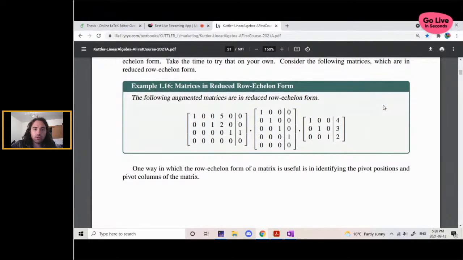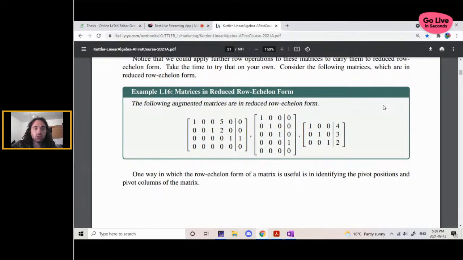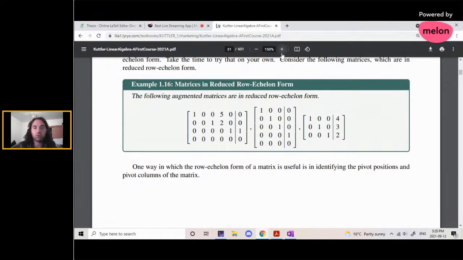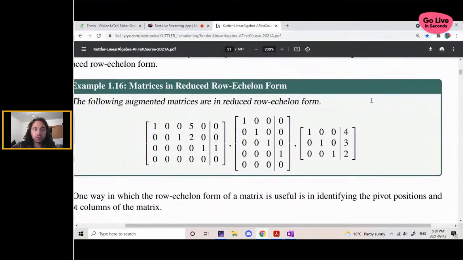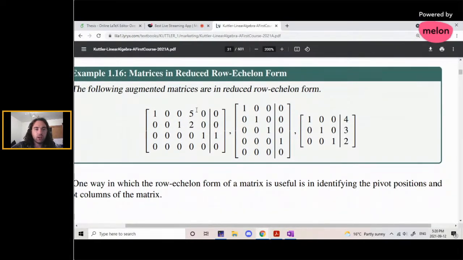Okay, finally, we're going to look at our matrices in reduced row echelon form examples. So these are matrices that should satisfy all 4 of them. And yeah, let's see. So yeah, we got a row of zeros. It's at the bottom.